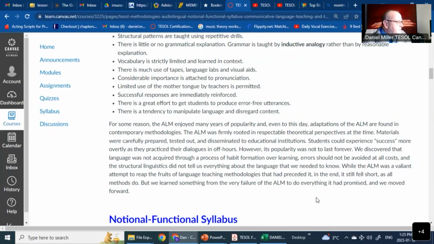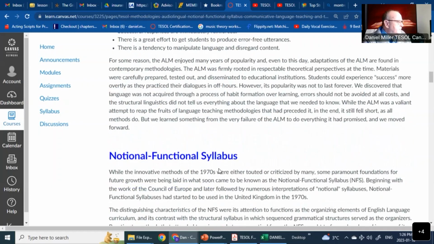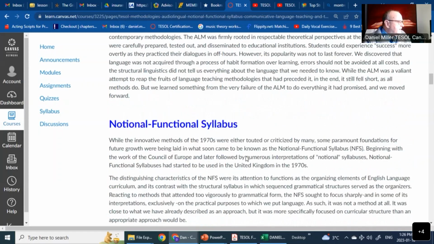While the ALM was a valiant attempt to reap the fruits of language teaching methodologies that had preceded it, in the end, it still fell short, as all methods do. But we learned something from the very failure of the ALM to do everything it had promised, and we moved forward. In the 1970s, the Notional Functional Syllabus was developed by the Council of Europe, and they began to use it in the United Kingdom in the 1970s.